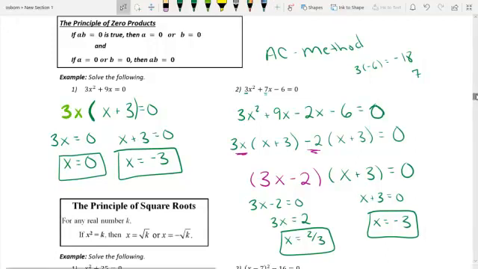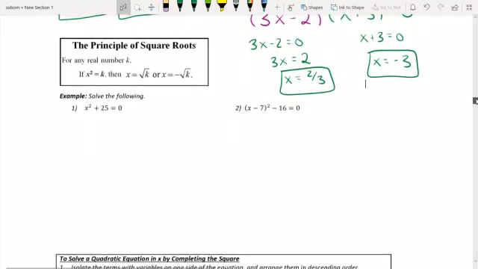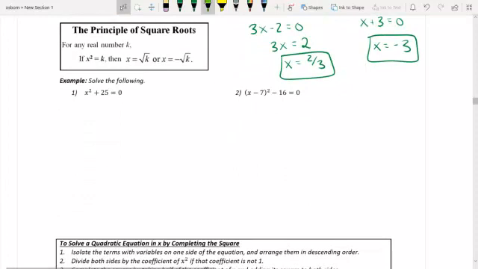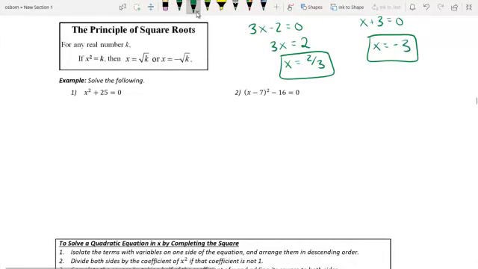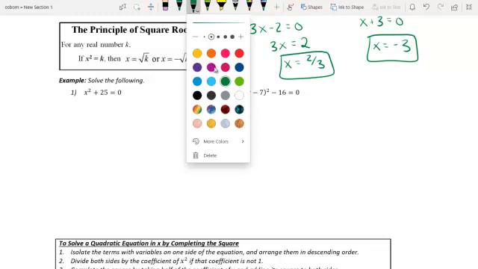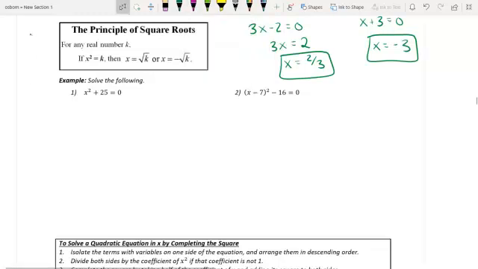Now the next thing we're going to look at is the principle of square roots. This is a concept that a lot of people tend to have a little bit of trouble with, so please make sure you're taking special notes here. What the principle of square roots states is that for any real number k, if x squared equals k, then x equals square root of k, or x equals negative square root of k. Very often people only look at the positive, they forget about the negative, so be very careful and mindful of that.